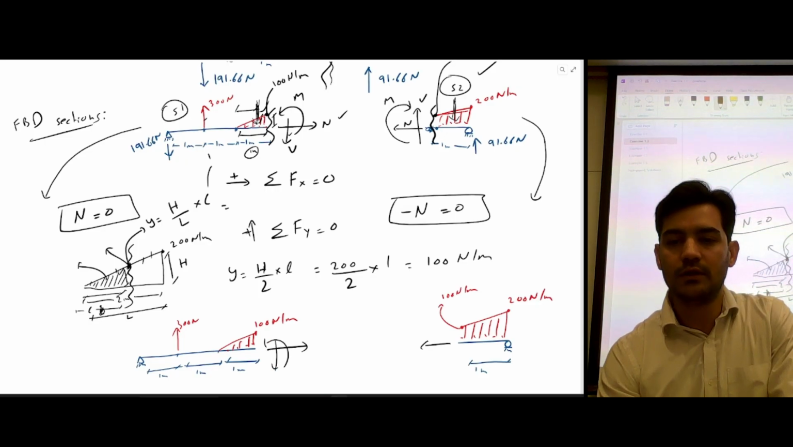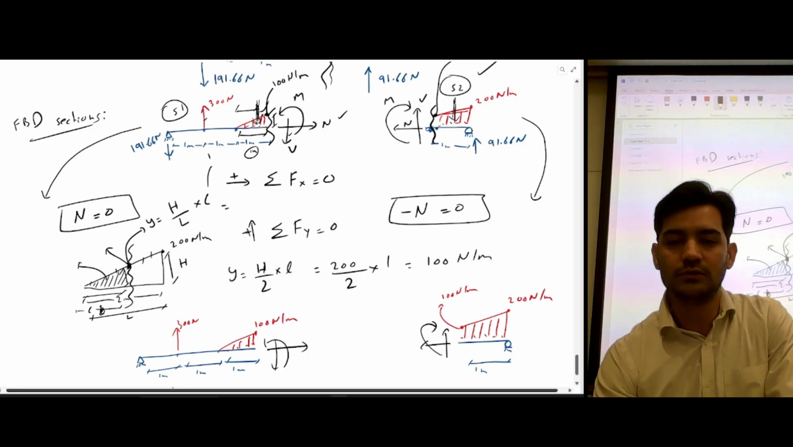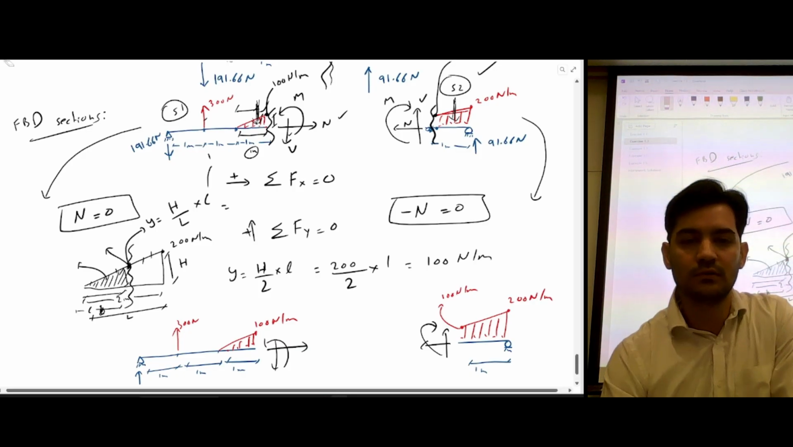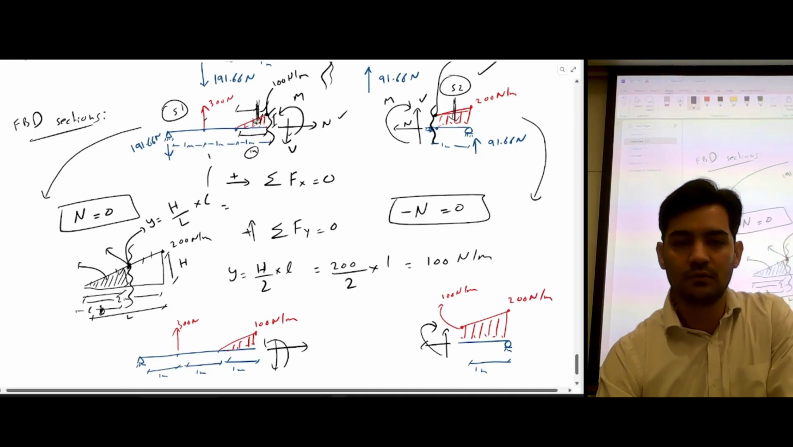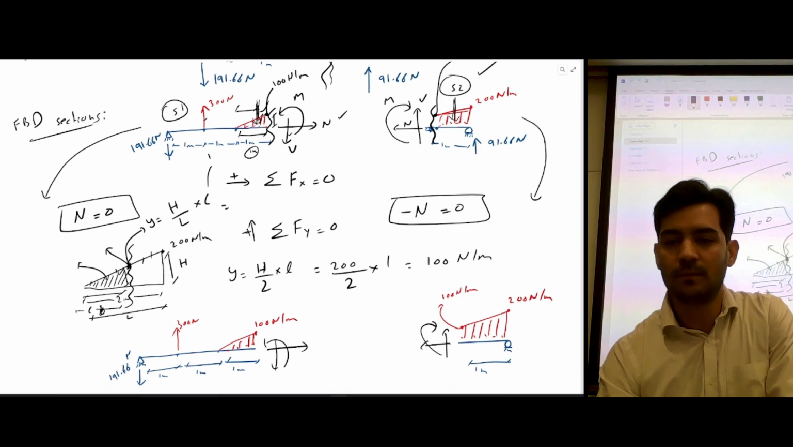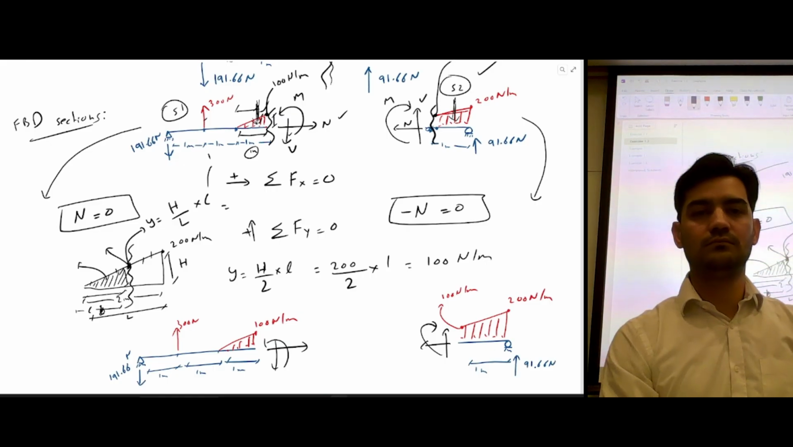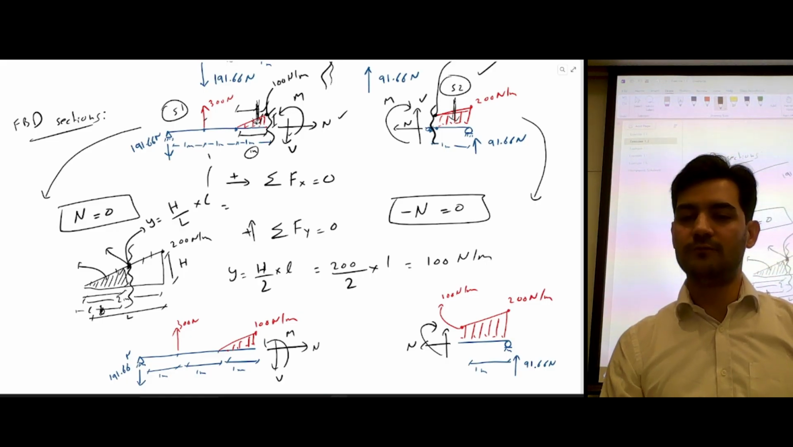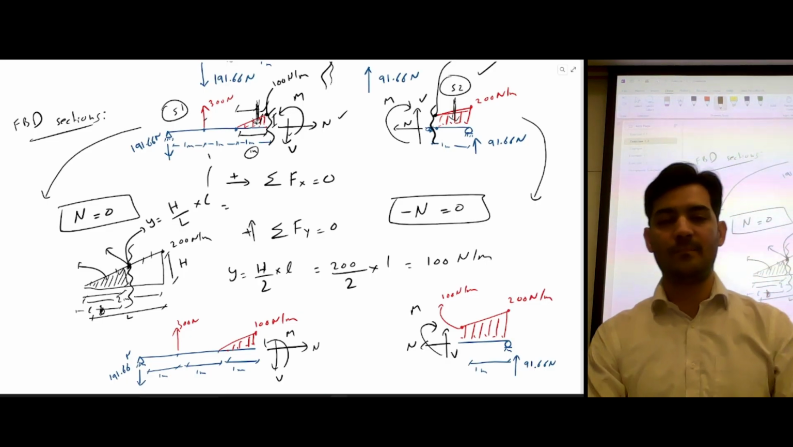These are the internal loads, and this is the reaction here, which is 191.66 Newton, and we have a reaction load here, which is 91.66 Newton. This is N, this is V, this is M: normal force, shear force, and bending moment.